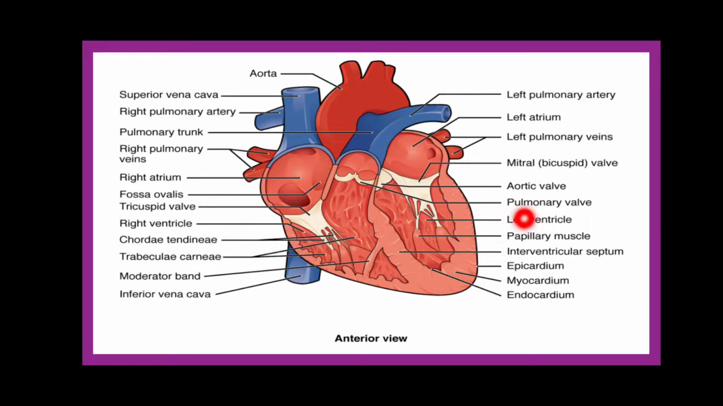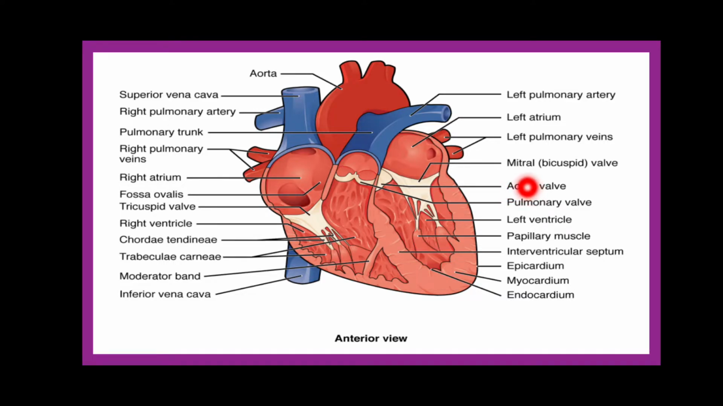And then if you look into the left side, the left atrium, from the left atrium the blood is coming to the left ventricle through the structure named bicuspid valve. So these are nothing but tricuspid and bicuspid valve. The bicuspid valve, as you can see in the label, is also known as mitral valve.